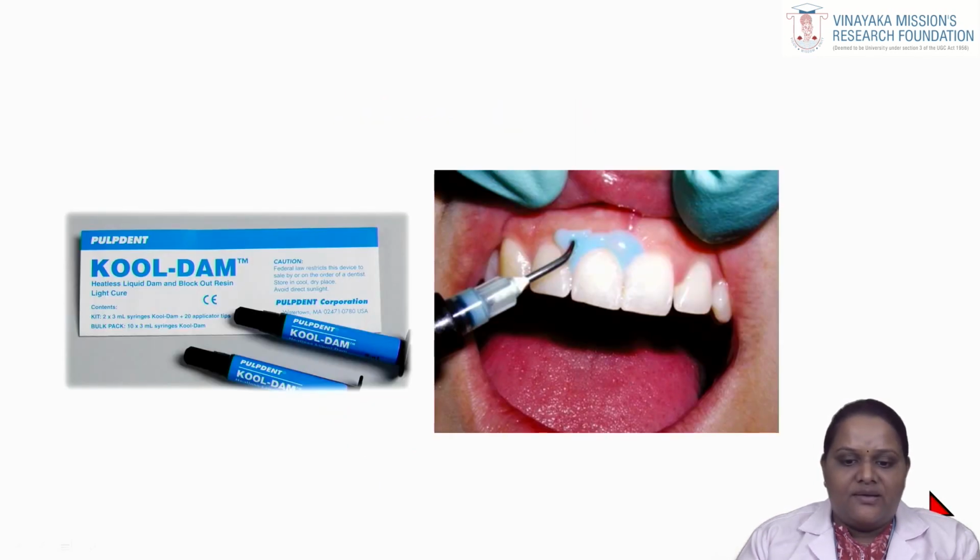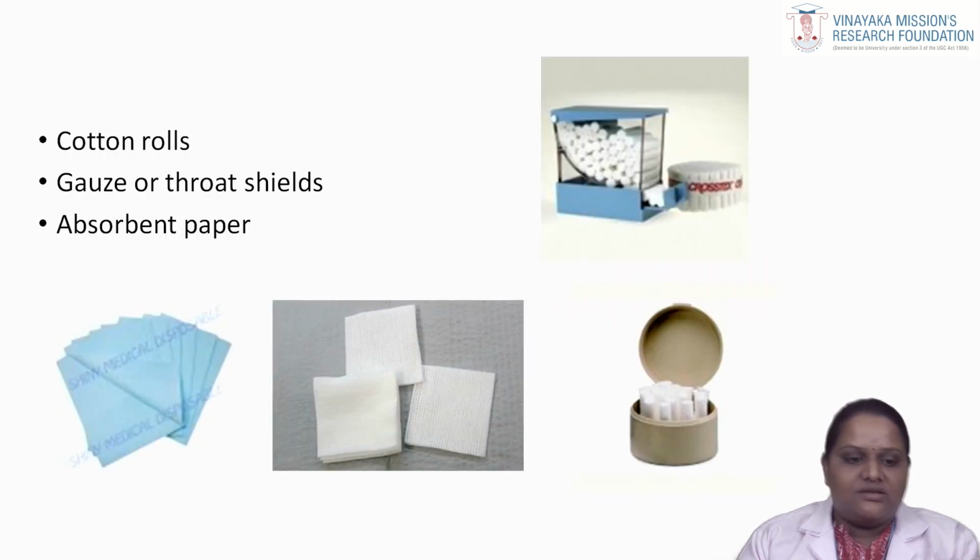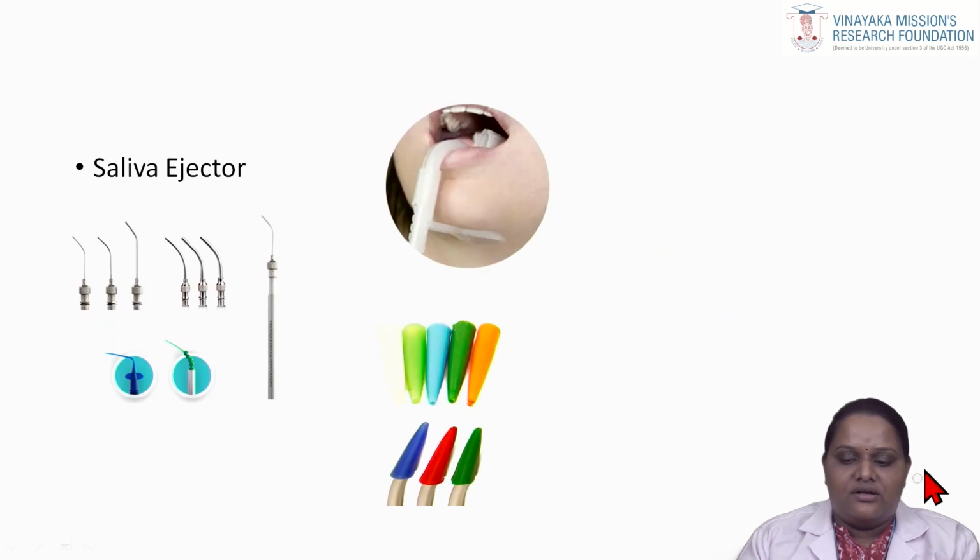This is called a cool dam, which comes in the form of a syringe. It is applied over the gingival region and it reduces loss of time for the operator, and also prevents seepage of the gingival crevicular fluid while doing the restorative procedures. The other isolation techniques and materials include cotton rolls, gauze, throat shields and absorbent papers. These are even used as alternatives for the rubber dam.